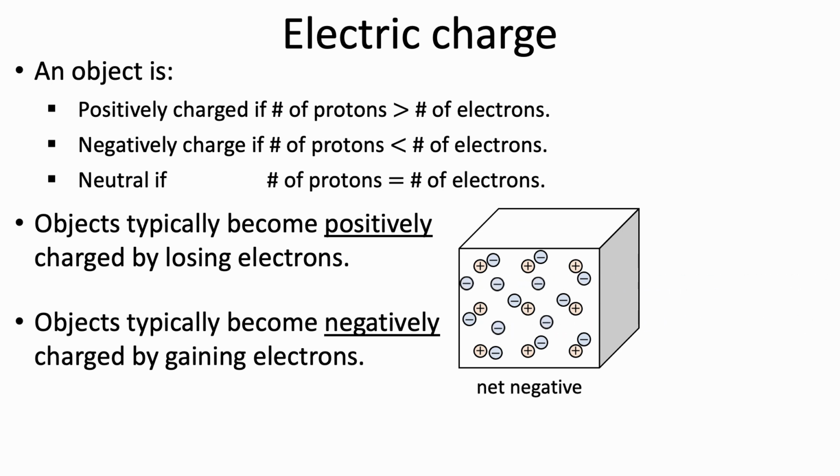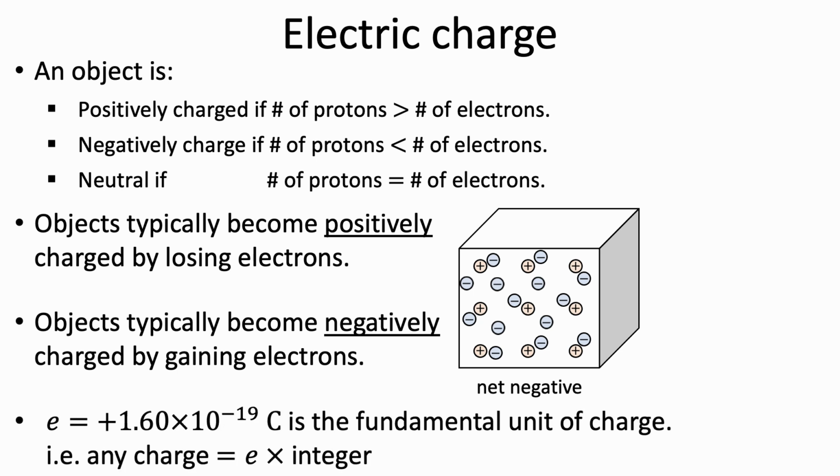Here's one fundamental fact about the electric charge. Because most objects are made of atoms, electric charge can only come in integer multiples of e. Because of this, e, which is equal to 1.6 times 10 to the negative 19 coulombs, is said to be the fundamental unit of charge, and any charge on an object can be written as e times some integer.